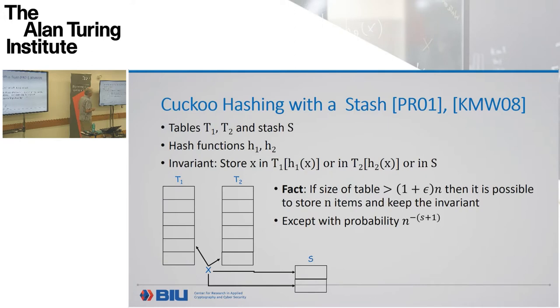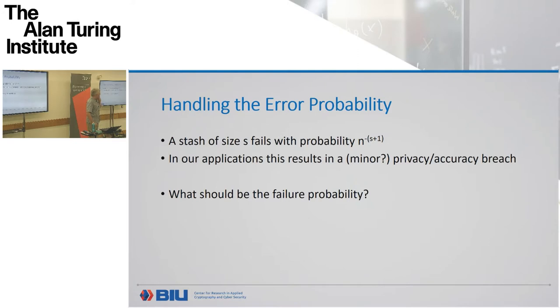Okay. Now, there is some probability with which we have a set of n items, and we won't be able to place them here, here, or here. Okay? And the probability is n to the minus (s plus 1). So what happens if we use Cuckoo hashing for any security-related application? Then it might happen that we won't be able to map the items to the tables. The hash functions just happen to not work well with the inputs. The probability is this small, but this might cause either an accuracy problem or a privacy breach.